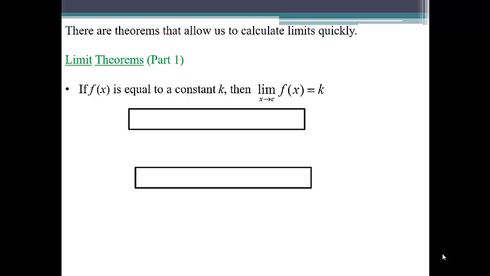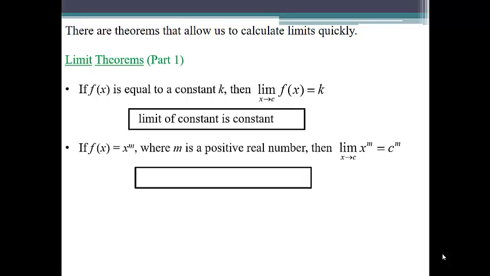So again, if you're given a constant function, so just a number, then the limit of that function is a constant. That's pretty easy, I hope. So the limit of a constant is a constant. The limit of 5 is 5. The limit of 10 is 10. The limit of -2 is -2.